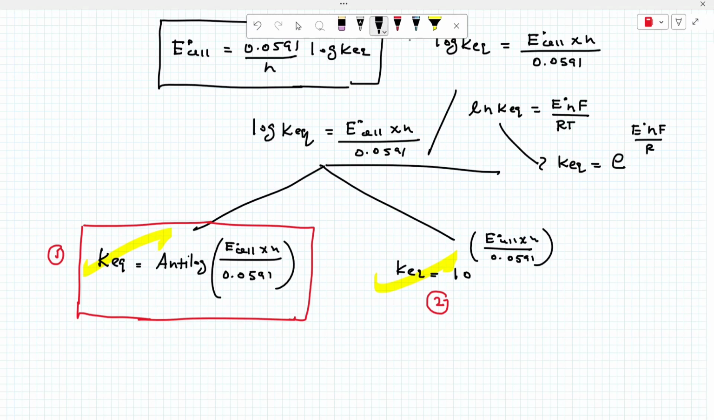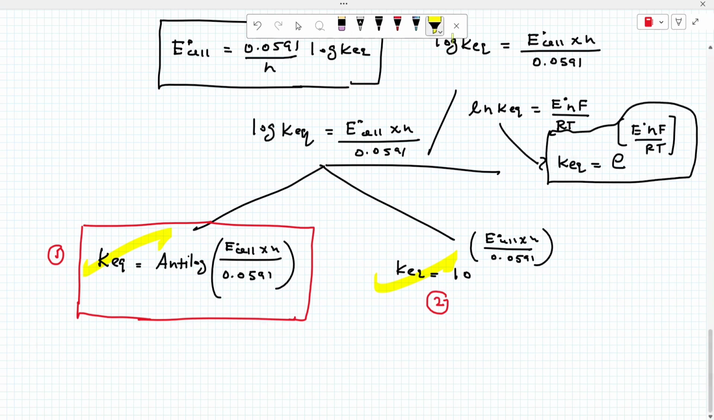RT is the formula. Now, this is only for ln K equilibrium. This is for log K equilibrium. Both are different, okay? Now, in most cases they ask log only. Important, please note.